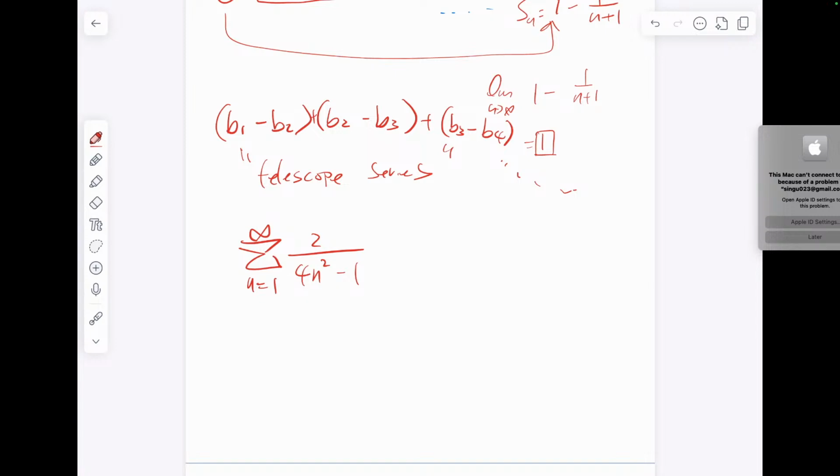Then that should be in your notes. How to factor.